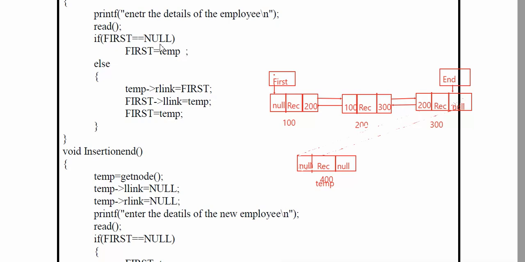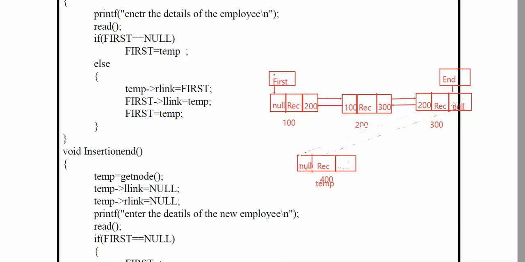So if first is equal to null, the temp itself will become the first node. If not, if I have the list like this, then temp of R link should be placed with the first. What the first is holding is the first node's address, that is 100. So 100 will be placed here, in this particular location, after this statement. So temp R link will be holding the address of the first node.